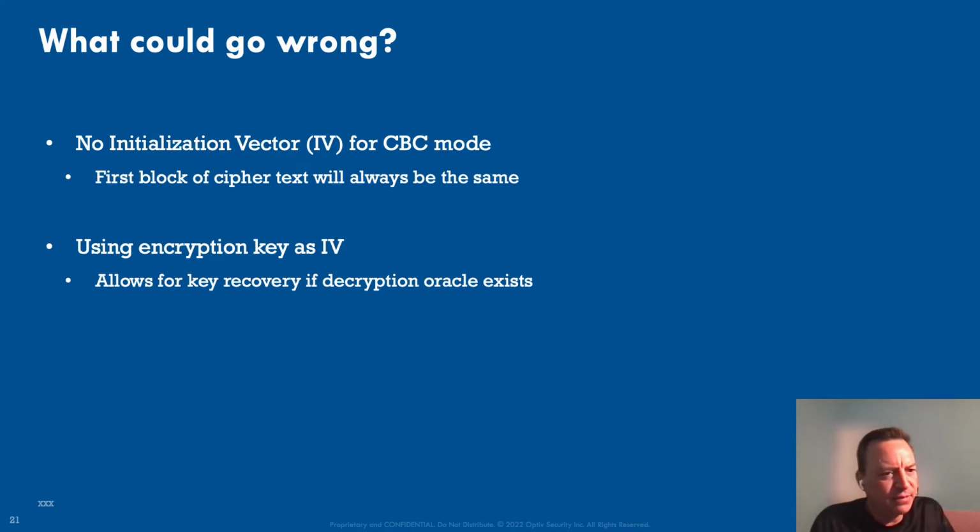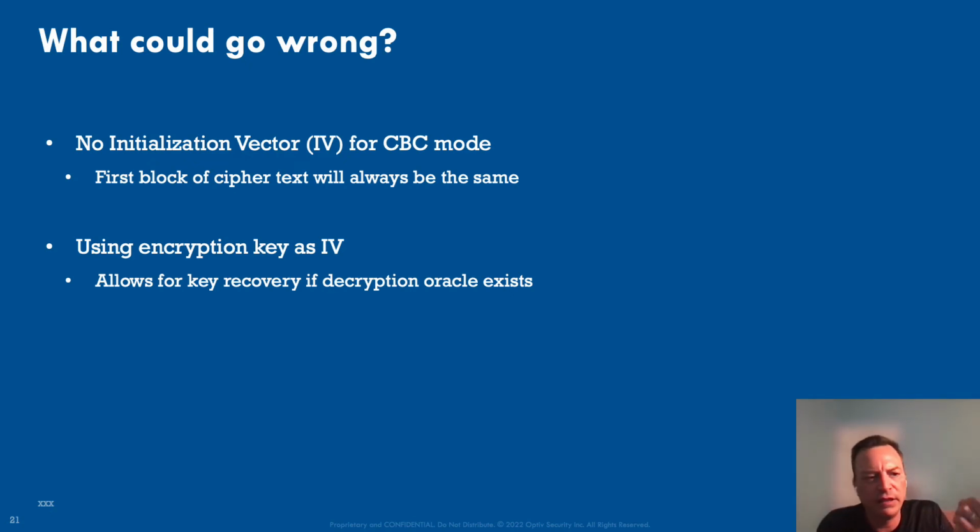So I've seen this before too: no initialization vector. That initialization vector is critical because that's what feeds in to allow that first block of text to be encrypted correctly, and so on and so forth.